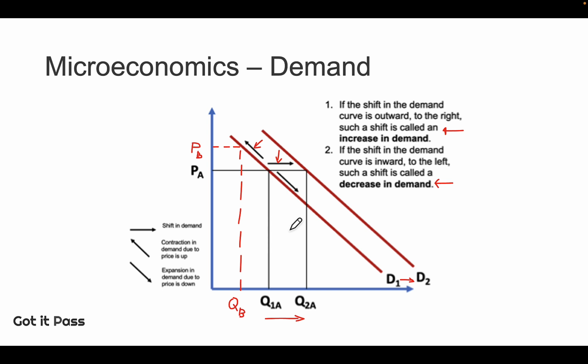And for a price decrease, with no change in the demand curve, just the price decrease, you can see, say, from PA to PC, the quantity demanded is going up from Q1A to Q2A just because of PC, the price is lower. Here is the change in the quantity demanded due to the price.